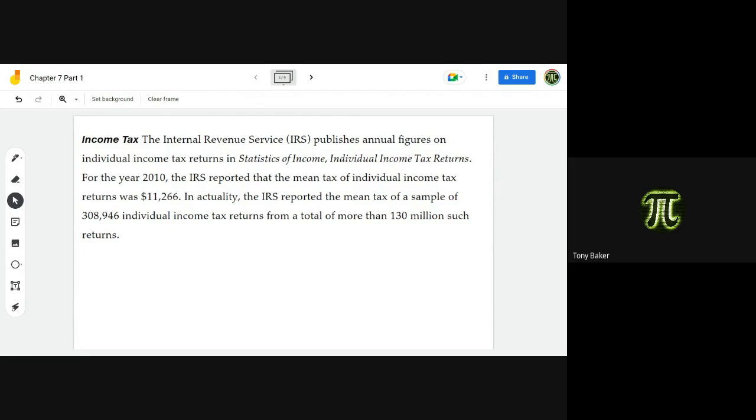Now, that $11,266, is that a sample mean or the population mean? That's a sample mean. So that's the other thing, making sure we understand what pieces we're talking about. All right. If they wanted the population mean, they would have had to give you the mean of all 130 million tax returns.